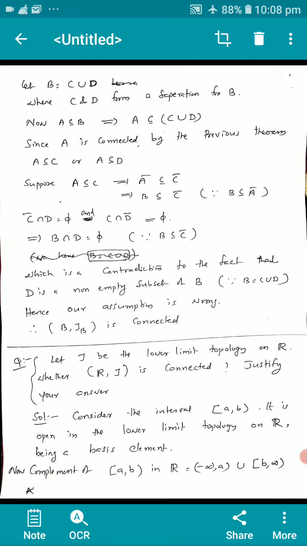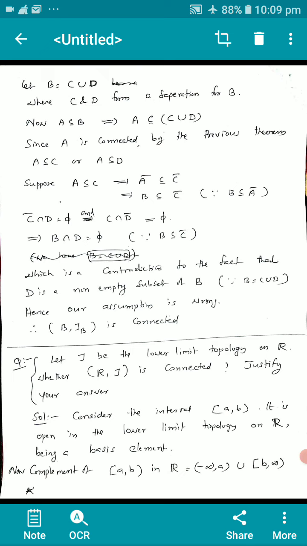Now we are discussing a question. Let tau be the lower limit topology on R. Is (R, tau) connected? Justify your answer. Solution: consider the semi-closed open interval [a, b). It is open in the lower limit topology on R, being a basis element.